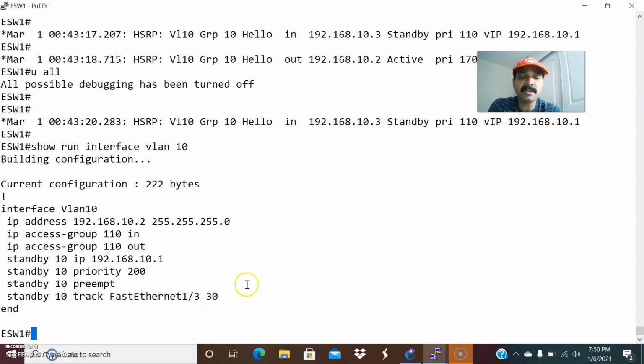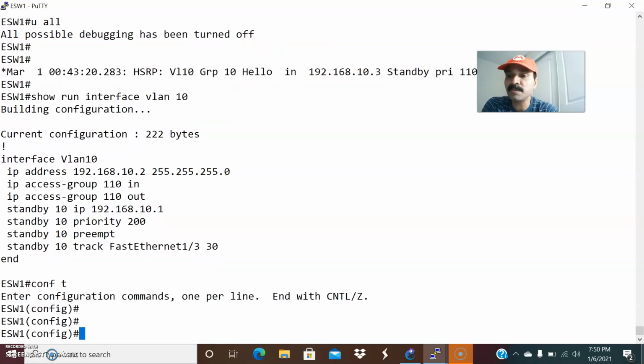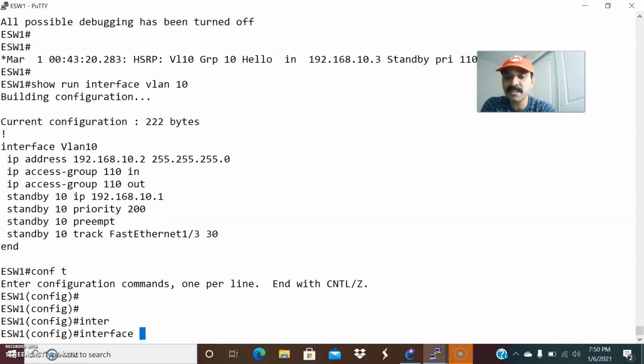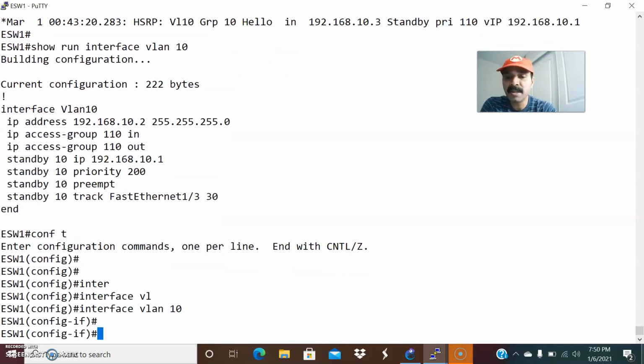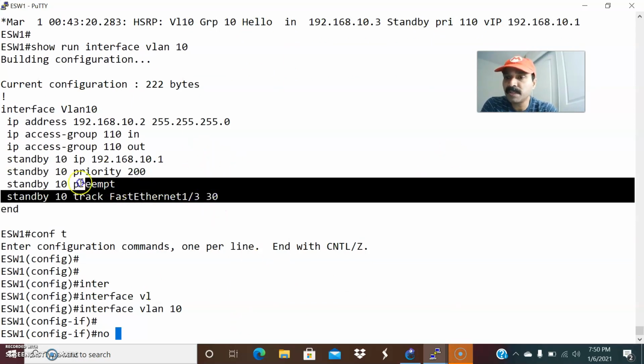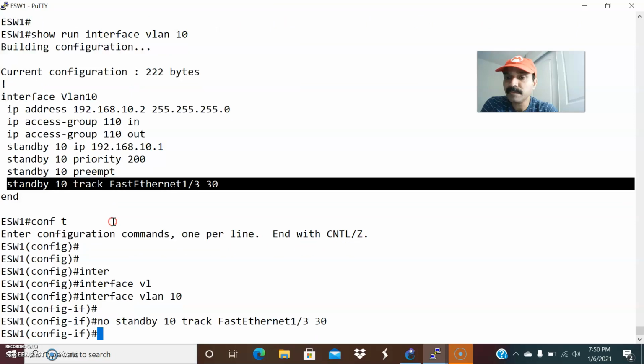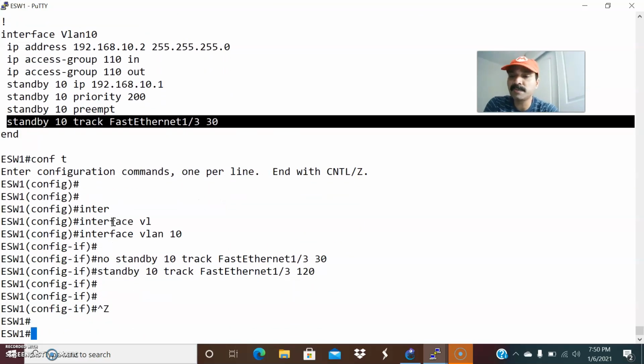So we have to increase the decrement value. How can we do that? Go to the configuration mode. Let us go to interface VLAN 10 and do no standby. Let us increase the decrement value, and do it again, increasing the priority decrement value to 120. So 120, and let us now check it out.